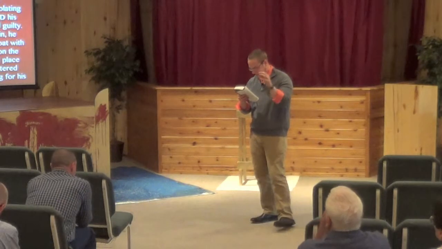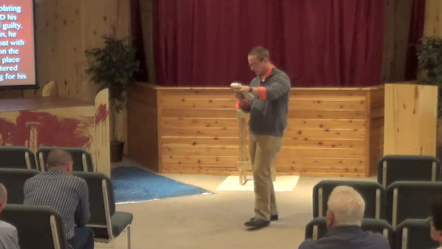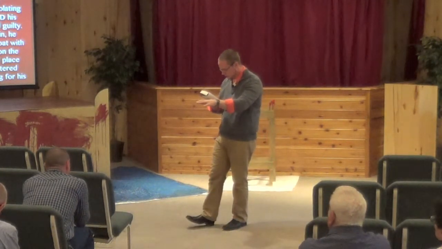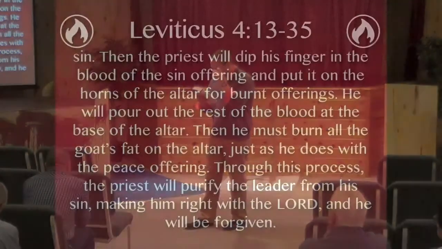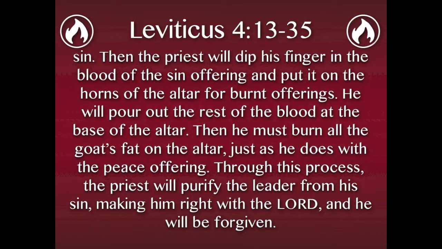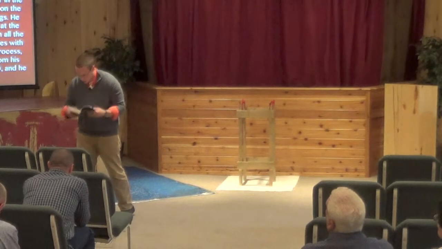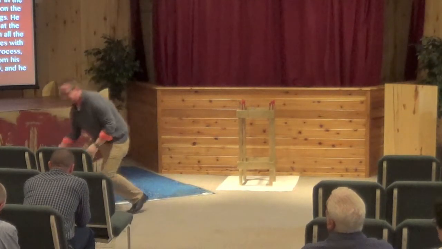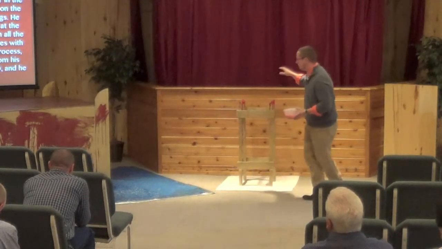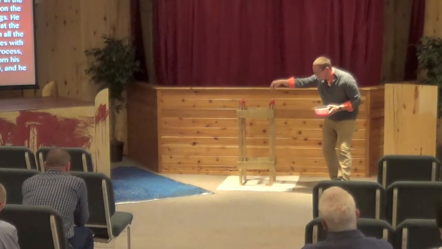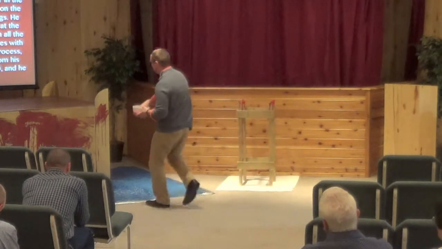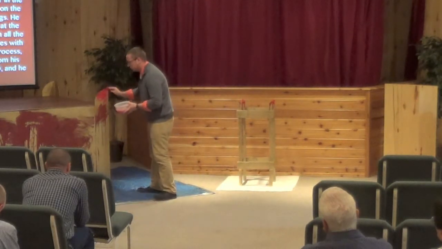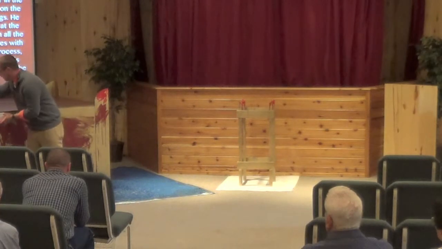Verse 24, he must lay his hand on the goat's head and slaughter it at the place where burnt offerings are slaughtered before the Lord. This is an offering for his sin. Then the priest will dip his finger in the blood of the sin offering and put it on the horns of the altar for burnt offerings. So instead of taking the blood into the tabernacle and putting it on these horns, the blood never goes into the tabernacle if it's just a leader. Instead, it's just put on these horns, on the altar outside.